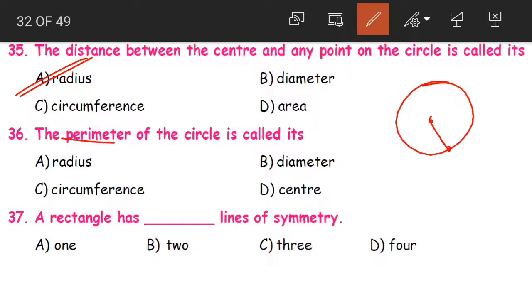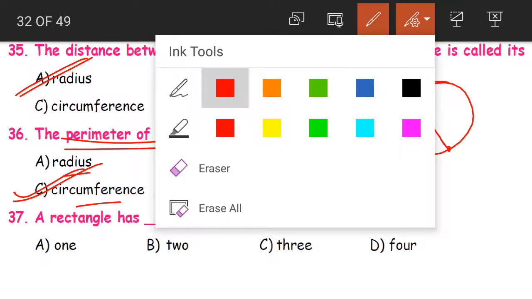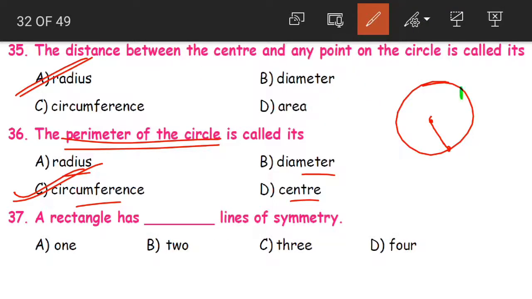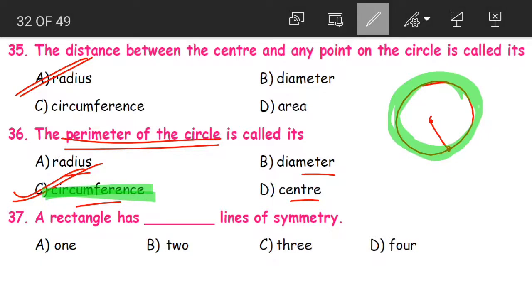Next, question 36. The perimeter of a circle is called its dash. Just now we have learned that the perimeter of a circle has a special name. What is it? Is it radius, diameter, circumference or center? Yes, it is circumference. That is option C. When you are talking about the circumference of the circle, it is nothing but the perimeter of the circle, the entire length of the boundary of the circle. So option C, circumference, becomes our correct answer.